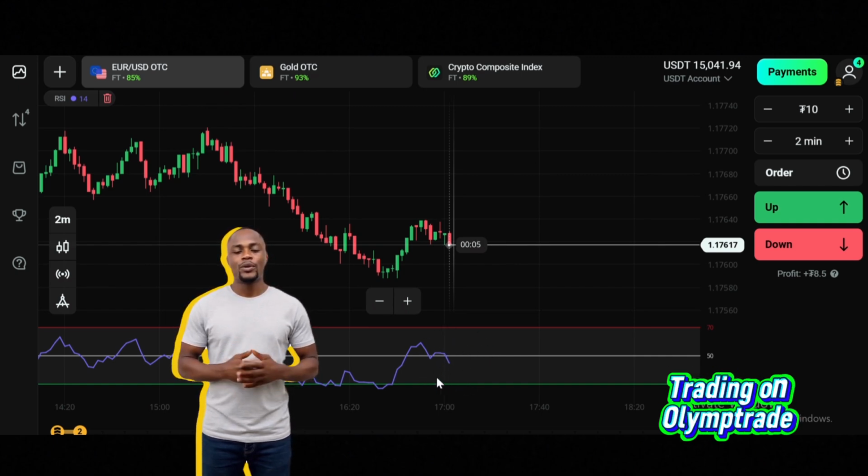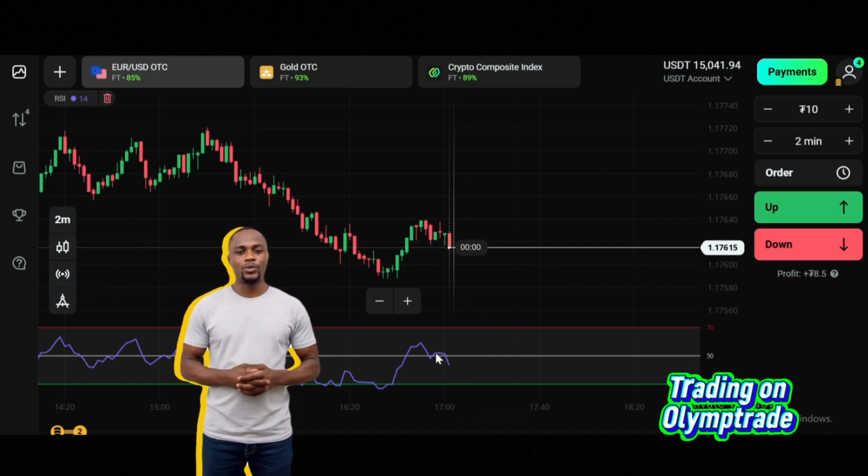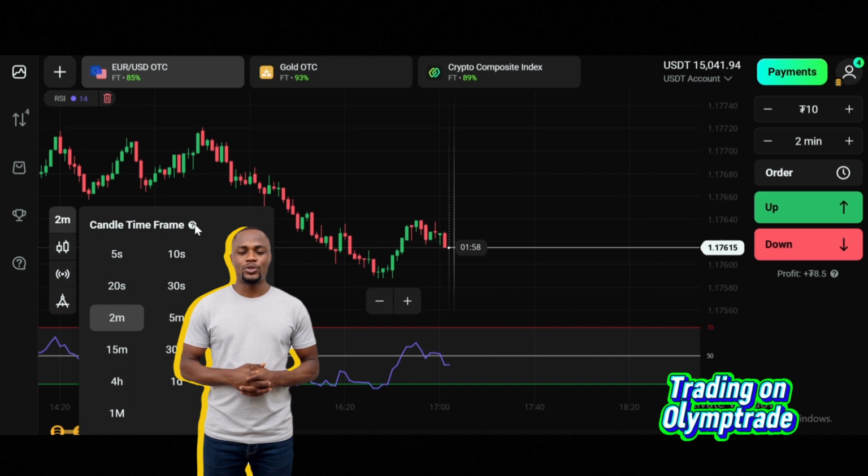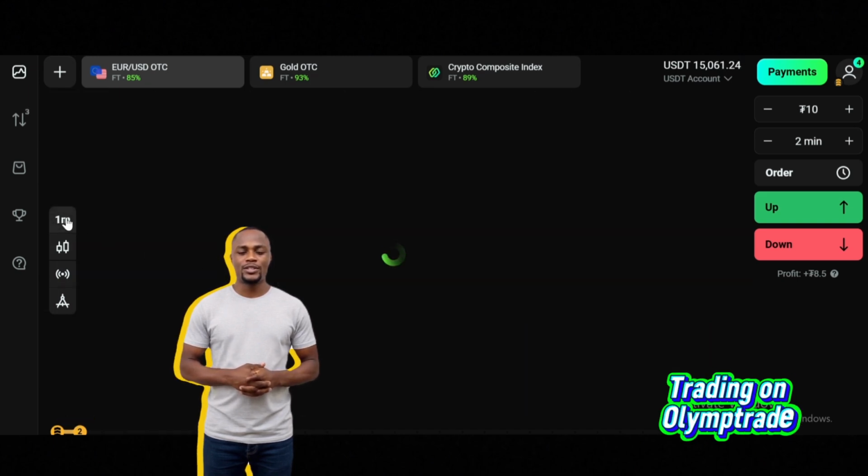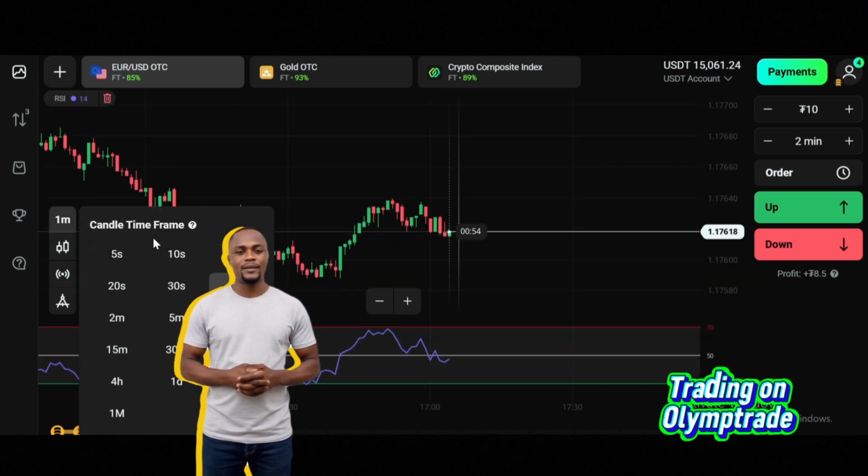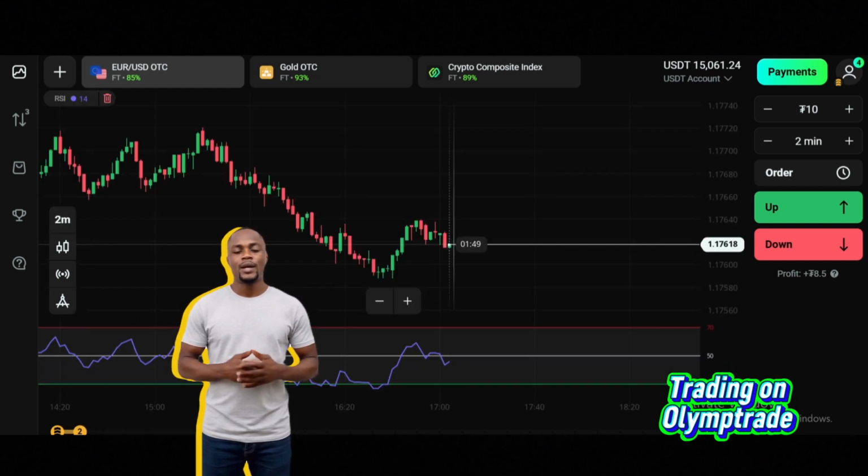Now here's the most important takeaway. The RSI is not just an indicator, it's a tool for building patience and discipline. It teaches you to wait for the right moment instead of chasing every move. So my advice is this. Start with the demo account. Practice until you can spot RSI signals without hesitation.